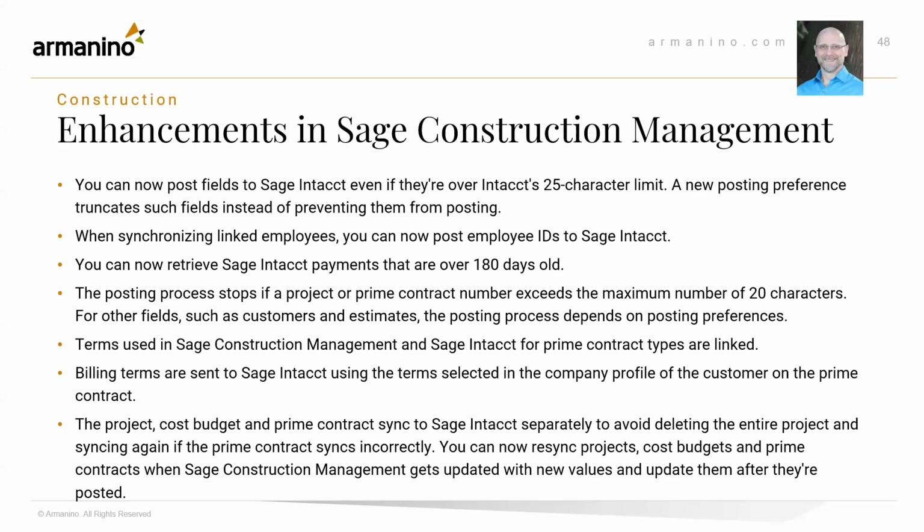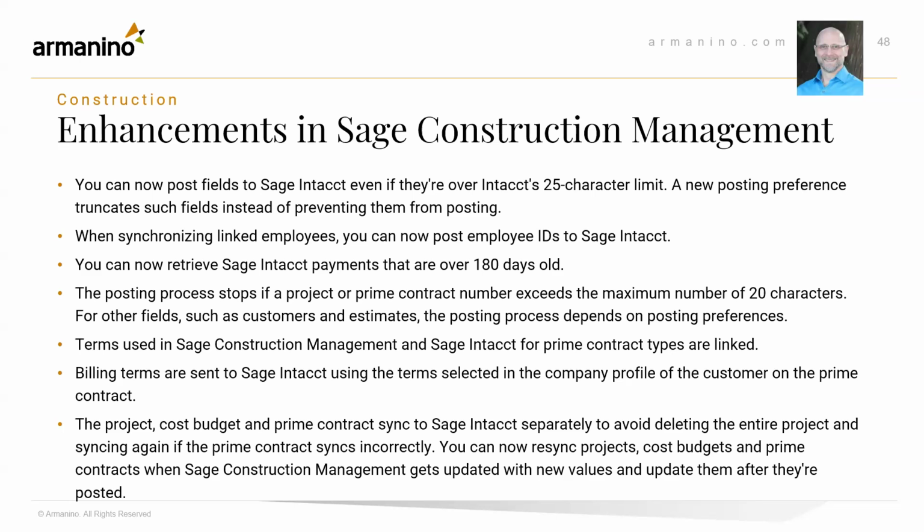The posting process stops if a project or prime contract number exceeds the maximum number of 20 characters. For other fields such as customers and estimates, the posting process depends on the posting preferences. Terms used in Sage Construction Management and Sage Intacct for prime contract types are linked. Billing items are sent to Sage Intacct using the terms selected in the company profile of the customer on the prime contract. And then the project cost budget and prime contract sync to Sage Intacct separately to avoid deleting the entire project and syncing again if the prime contract syncs incorrectly.